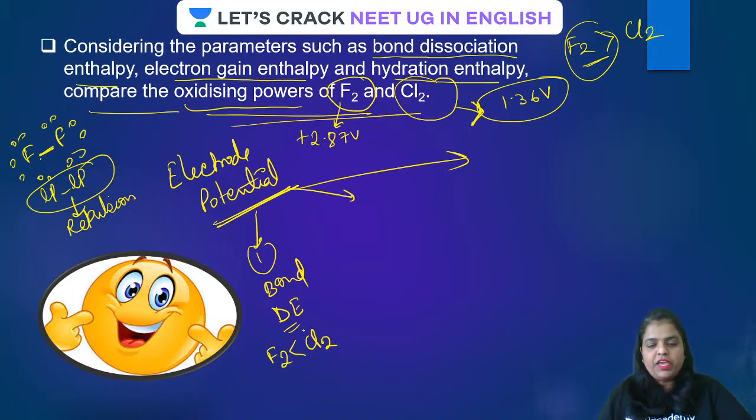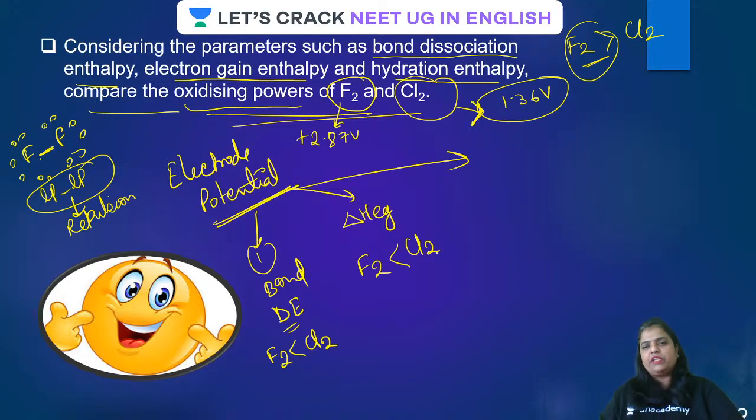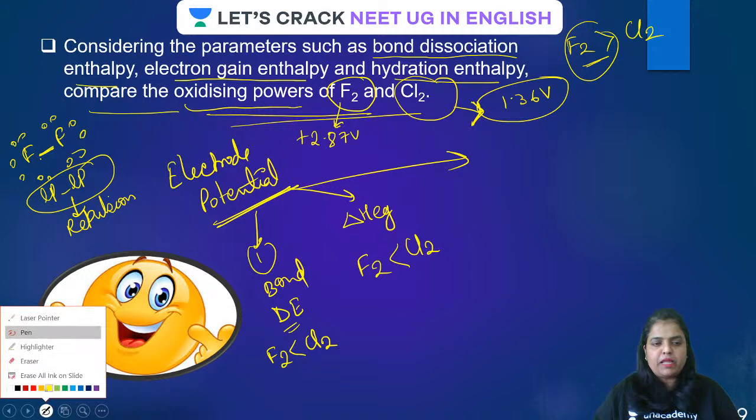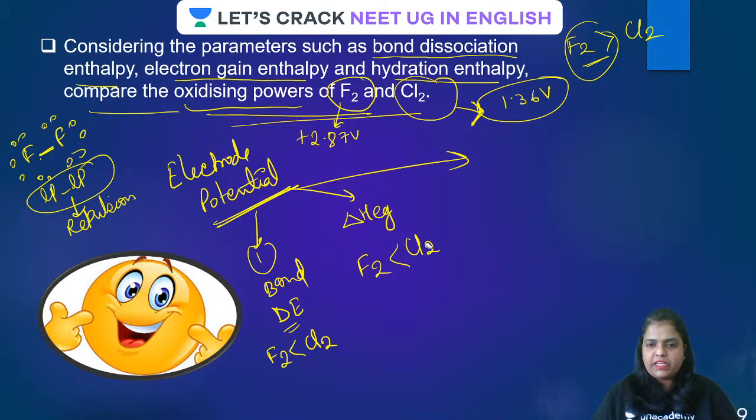Now, guys, the second factor is electron gain enthalpy, and we know that in case of Cl2 it is a much more negative value, I mean more energy is released in case of chlorine, guys. In case of chlorine, electron gain enthalpy, wait a second, I should write it this way. The electron gain enthalpy of chlorine is more than that of fluorine.